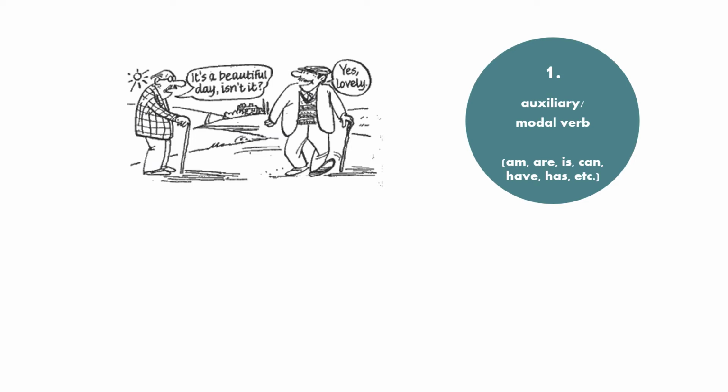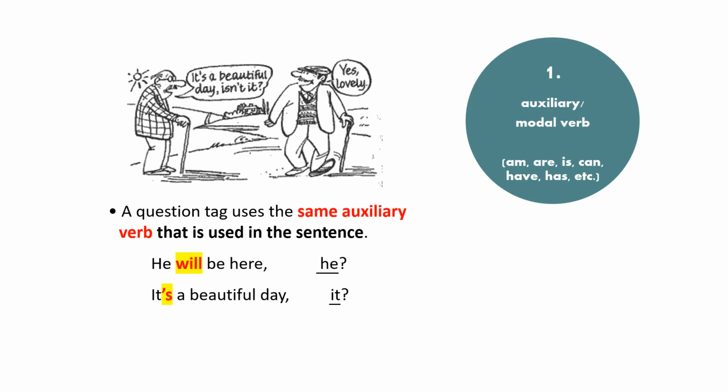Remember that there are two parts to a question tag. The first part is the auxiliary or modal verb, and the second part is the pronoun. So let's take a look at the first part, auxiliary or modal verb, first. How do we know which auxiliary or modal verb to use? We always use the same auxiliary verb that is used in the sentence. For example, for the sentence "he will be here," we will use the same auxiliary, will. And because the statement is positive, we'll use a negative tag here, and it will become "won't he?" Won't is the contraction of will and not.